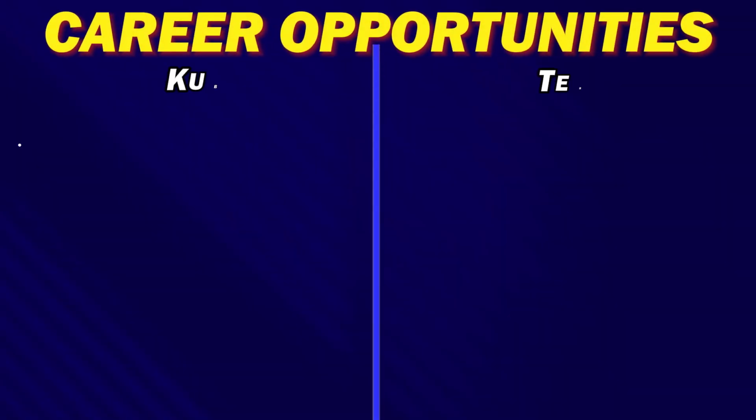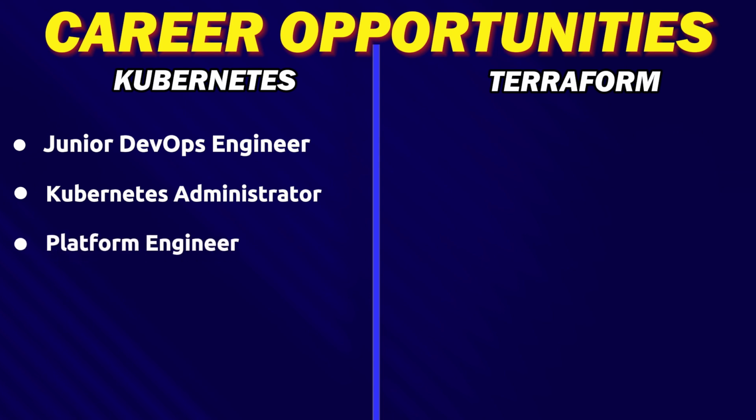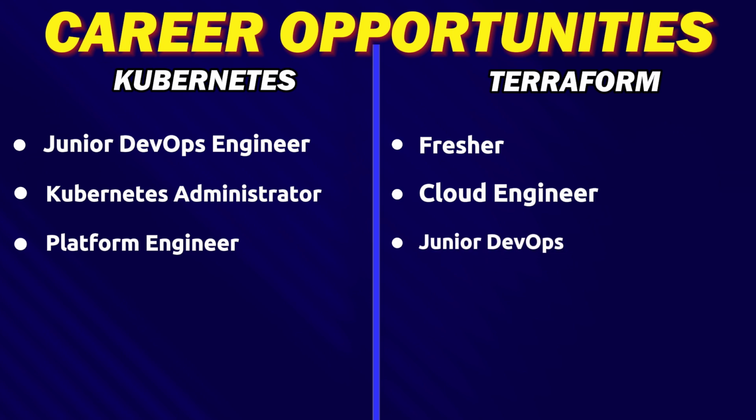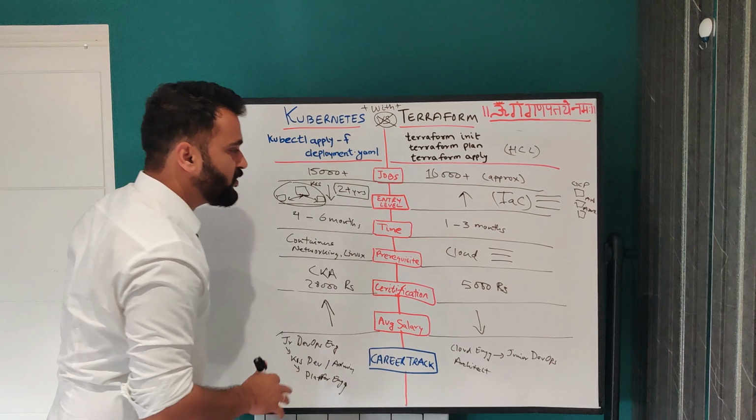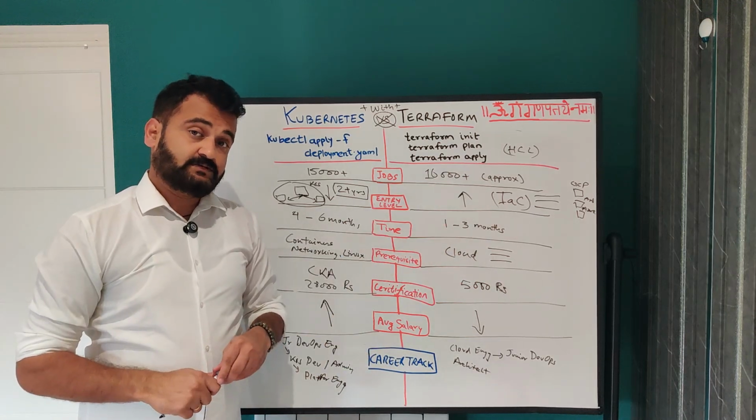So here you can start as a junior DevOps engineer. Okay, then you become a Kubernetes developer or administrator. You can also get into a platform engineer role. From the Terraform perspective, you can join as a fresher and start as a cloud engineer, from cloud engineer become a junior DevOps engineer, and eventually you can also target architect kind of roles at a senior level. Okay, because Terraform in itself will not give you a job. You need to learn it, to be honest.